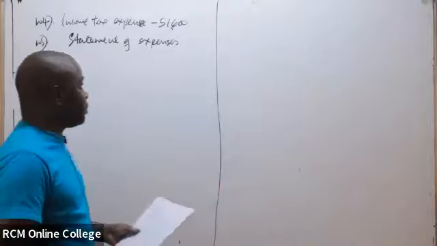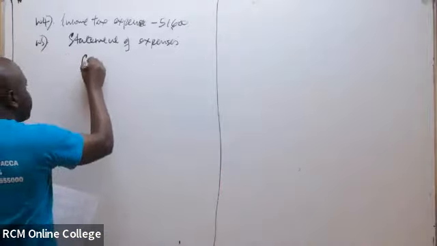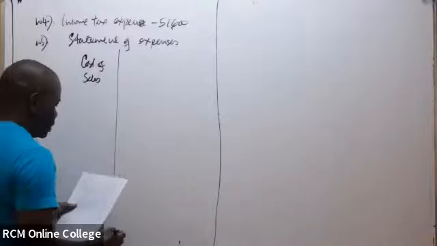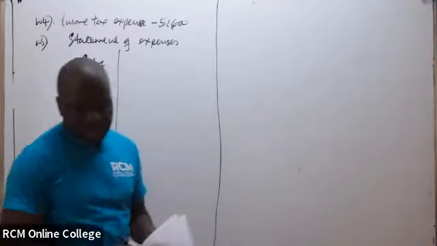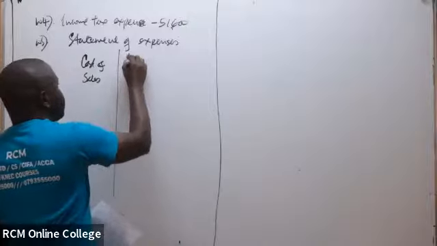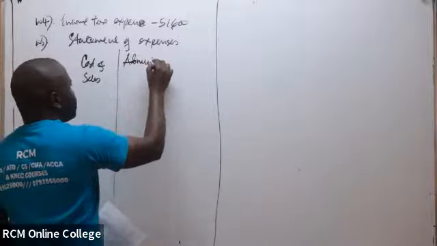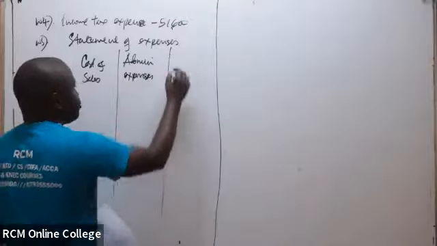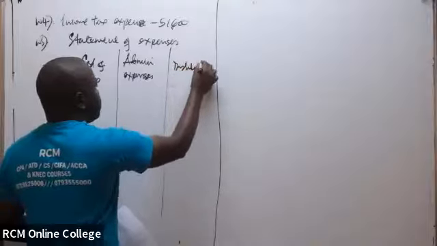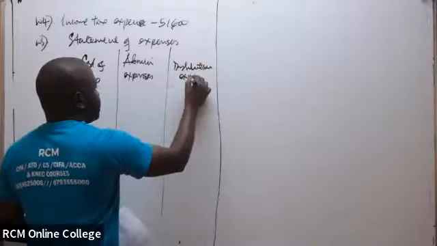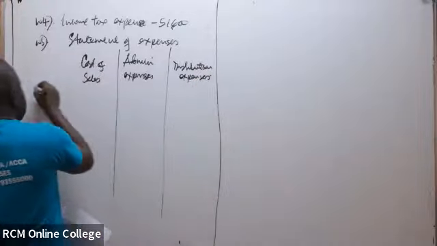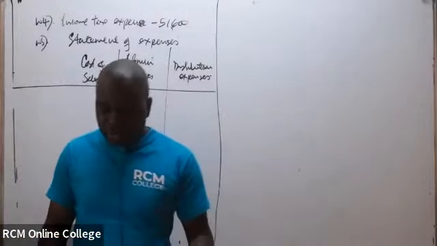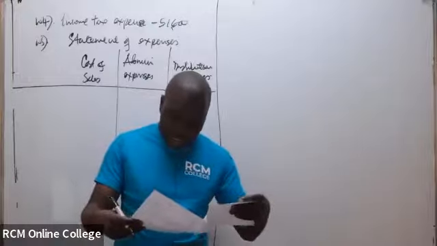So in this case, the predominant expense we are talking about is the cost of sales. We are also talking about the admin expenses, administration expenses, which you can write in full. Then we have the distribution expenses. If you have finance expenses which have been affected, you can also include them.